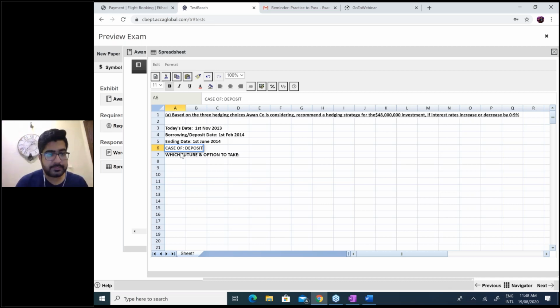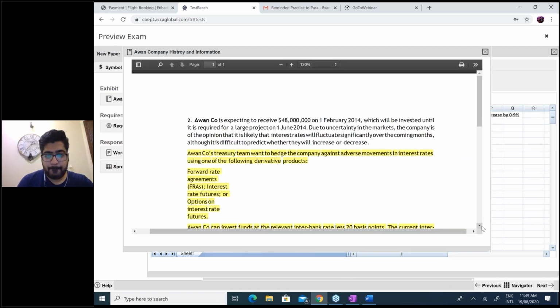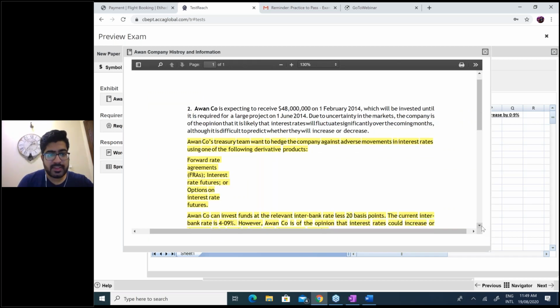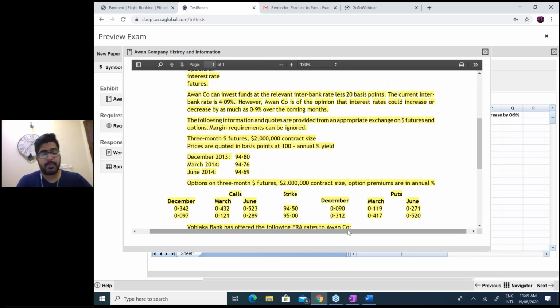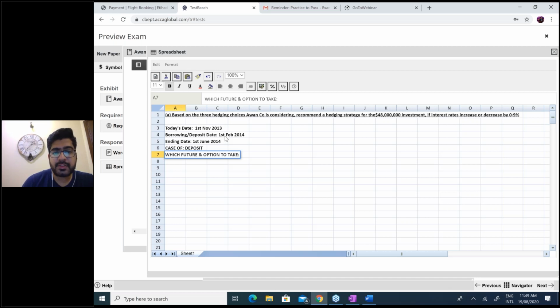Okay, and which future and option to take? See, in the question, you are given futures for December, March, June, and options for December, March, June. Which future and option to take? Always remember, when do you plan to borrow or deposit? 1st Feb. You plan to borrow or deposit on 1st Feb.